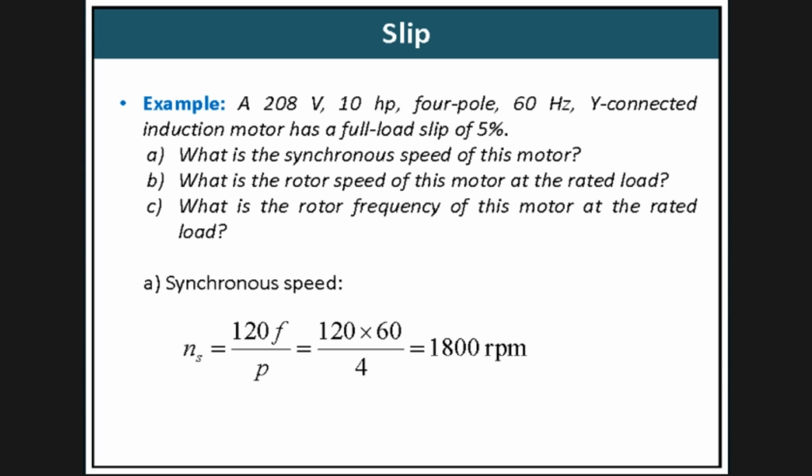Synchronous speed ns equals 120 F over P. So F is given, P is given, so you can calculate the synchronous speed, no issue. What is the rotor speed of this motor at the rated load? So you are asked to calculate N, the rotor speed.